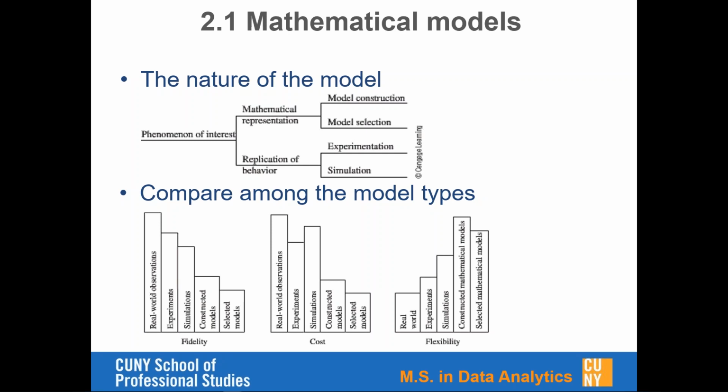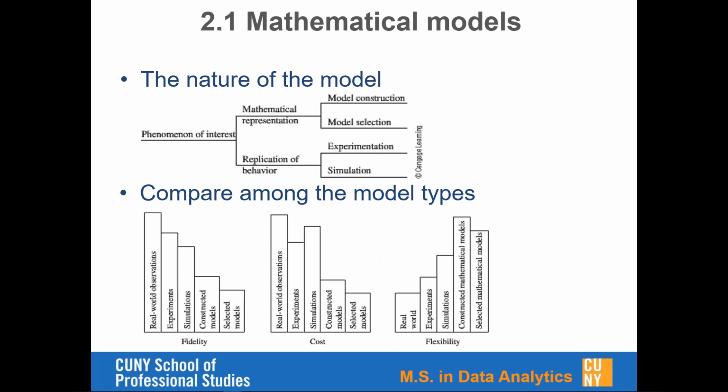So for example, let's look at this. If we think about a phenomenon of interest, we could have some sort of mathematical representation. We could also have replication of behavior. Which is the previous slide where we discussed the difference between the trials and the math model. So that's two branches. If you look at the first graph, on the top you can see from math representation you could have model construction, you could have model selection, but in the replication of behavior you have to do some sort of experimentation, get all kinds of trials, or you could leverage a computer to do some sort of simulation. And then what's the difference between all of this methodology?